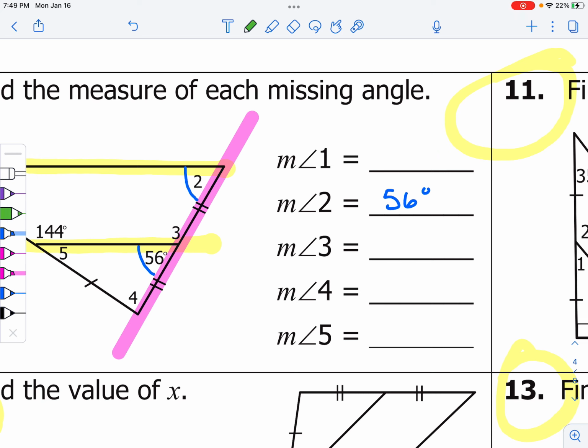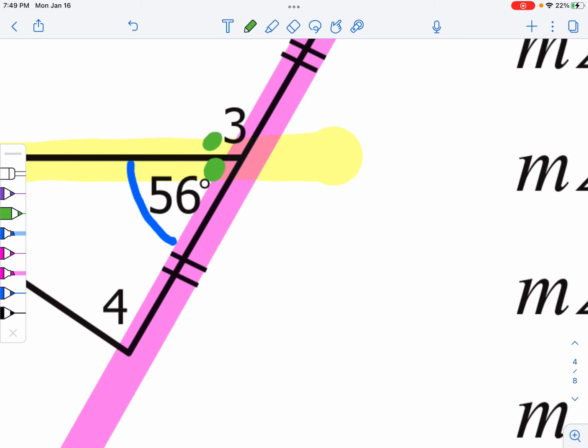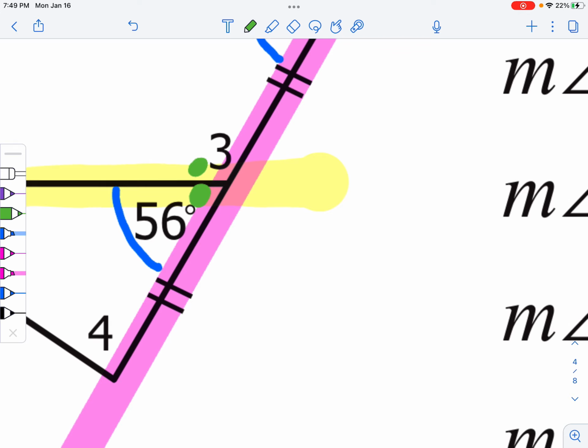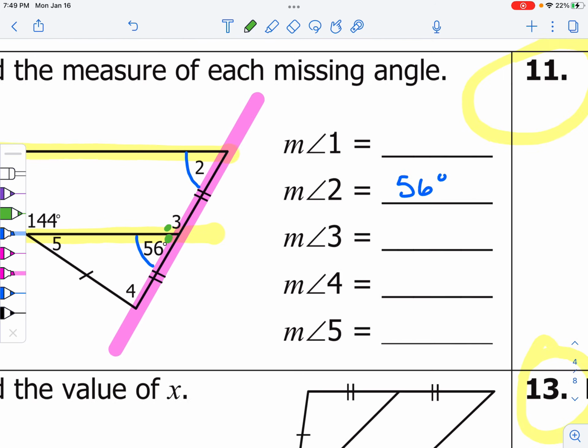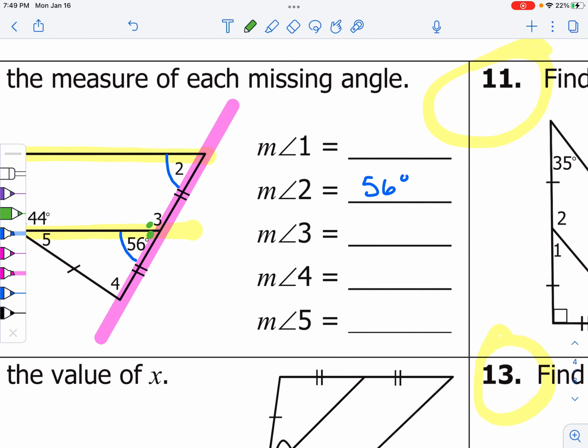We can also see that 56 and angle 3 are a linear pair. I'm going to really zoom in on that part of the picture. So 56 and 3 are a linear pair. Linear pairs add up to 180 degrees. So I'm going to take 180 and subtract 56. That will leave me with 124 degrees for angle 3. So I'm going to add that in there.